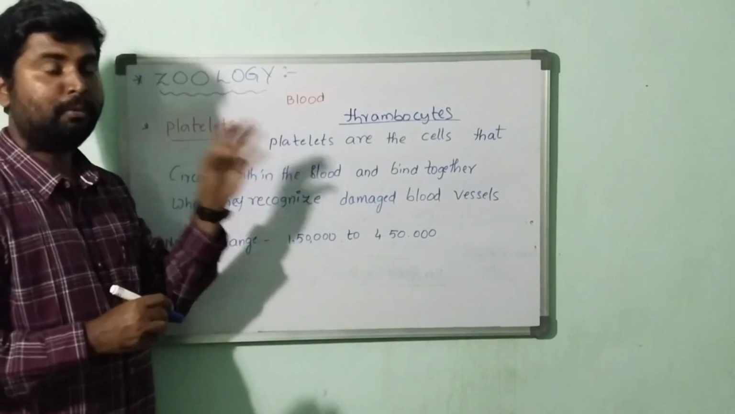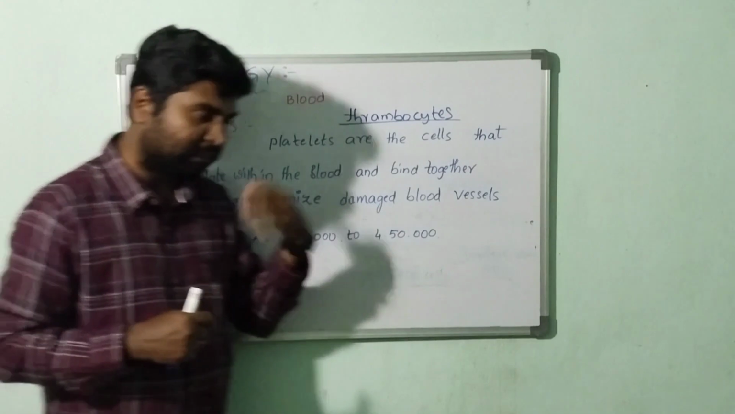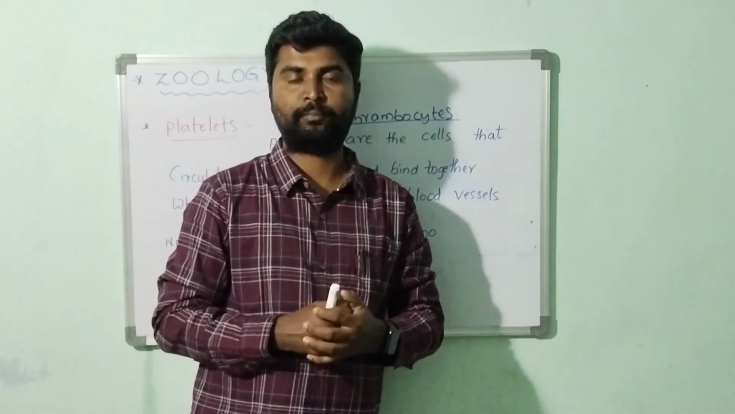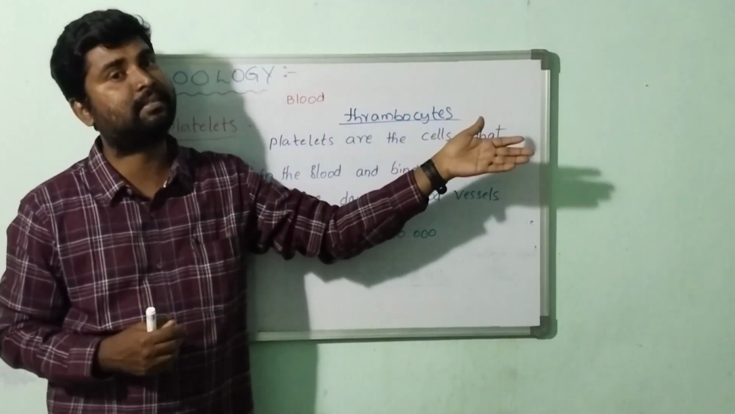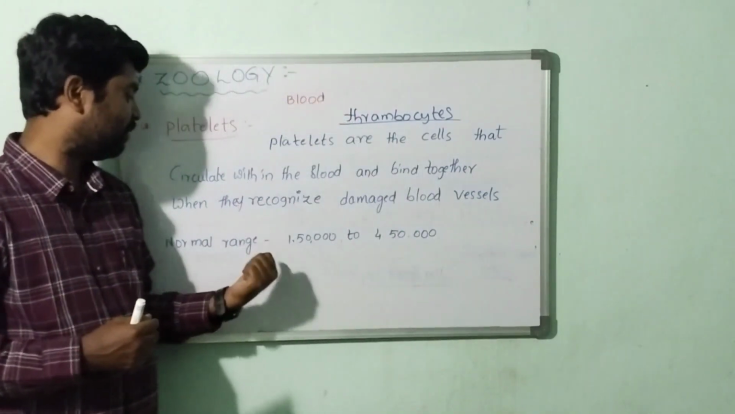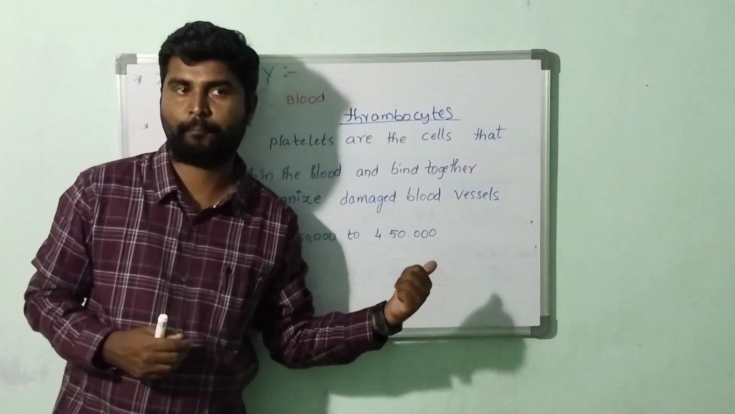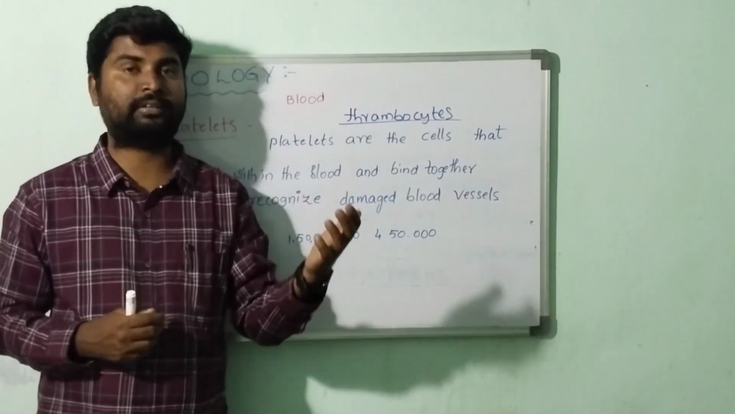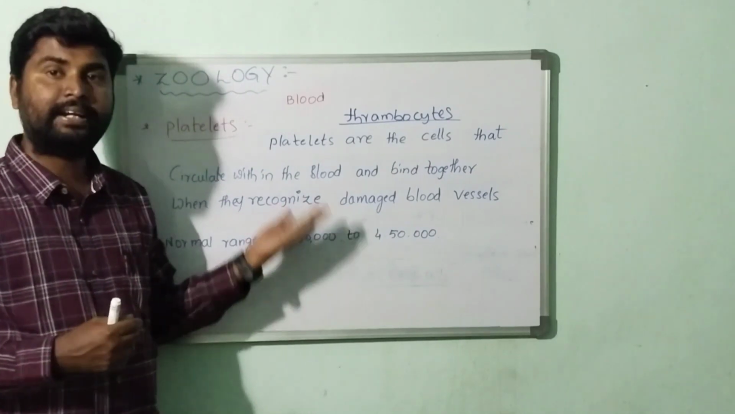These thrombocytes help in clotting the blood. So the main function of platelets is the formation of blood clots. And platelets are also known as thrombocytes. The normal range of platelets is 1,50,000 to 4,50,000.